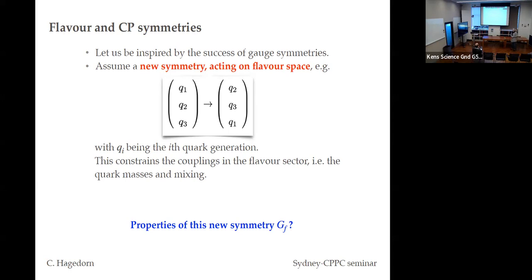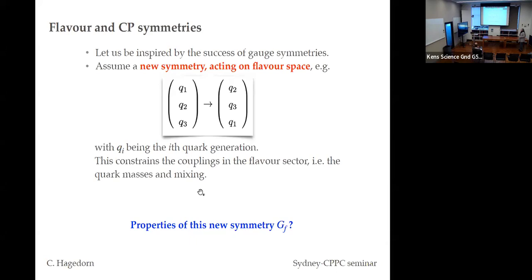So let's try out a new type of symmetry. Now we throw any kind of symmetry on what is called the flavor space, so the space of 3 generations on the fermions. Here, just a little example. Imagine you have something which is just a permutation symmetry among the 3 generations of quarks. So what roughly is going to happen? This will constrain your Yukawa Lagrangian. It will constrain the Yukawa couplings you're allowed to write down, which means as a consequence, it constrains the quark masses you can expect, as well as the mixing.